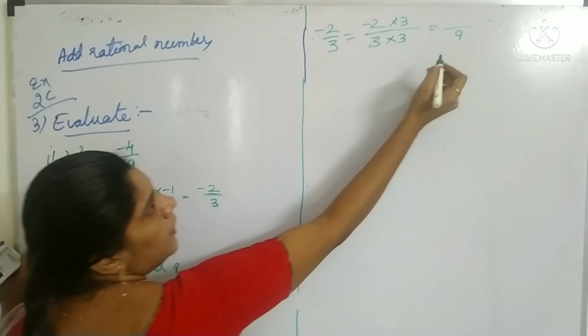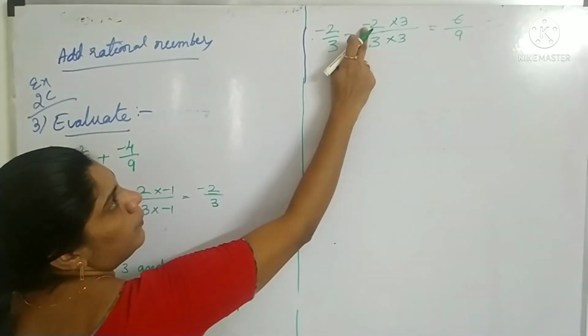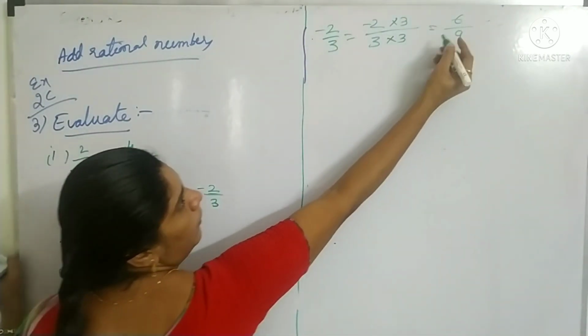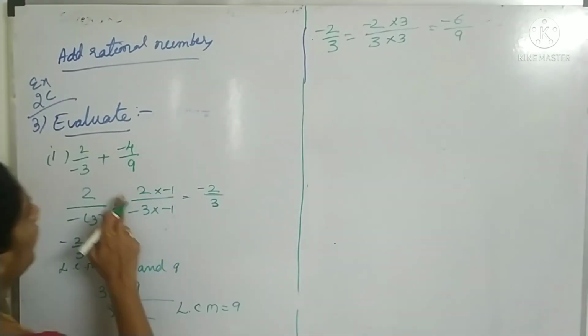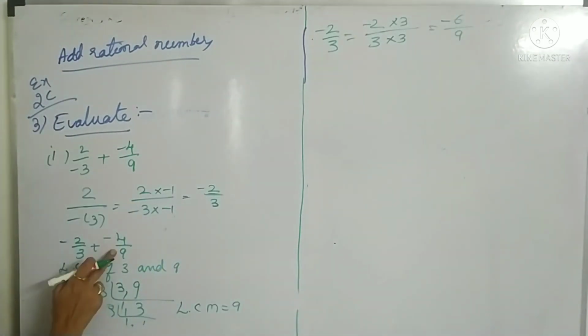So 2 into 3 is 6. What is the sign before it? Minus. Minus into plus will be minus. Minus 6 by 9 here. And the next one, minus 4 by 9. Already the denominator is 9, so no need to convert this one. Okay, now just write down.